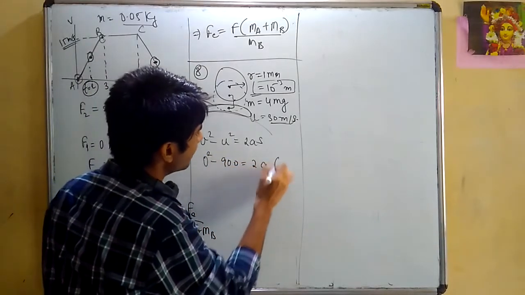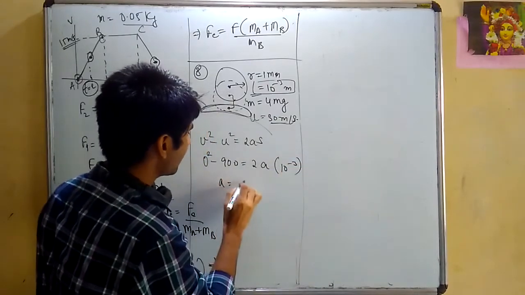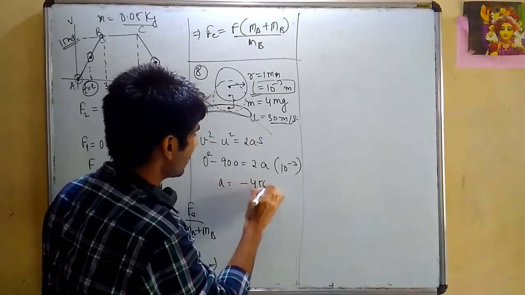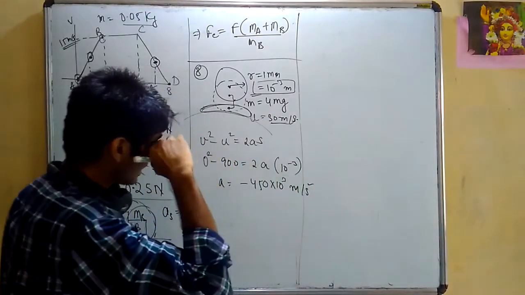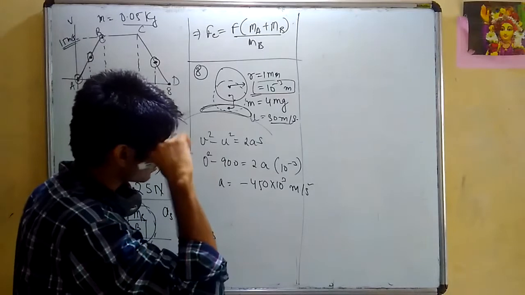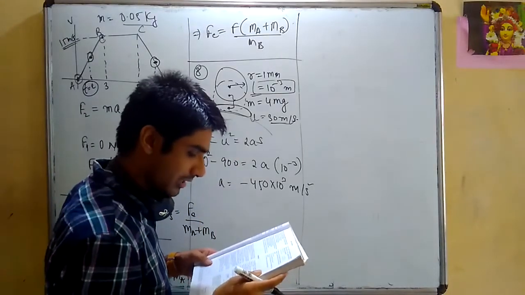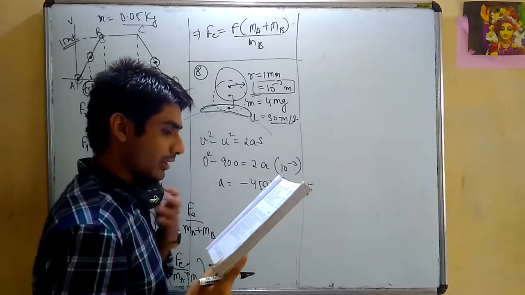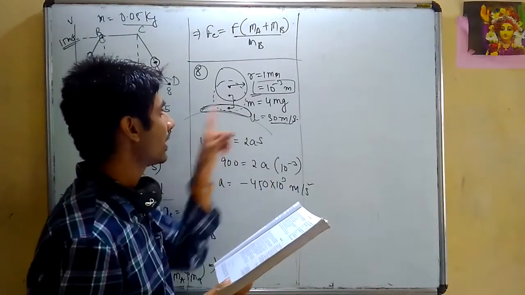That is 2 into acceleration, and s is how much? 10 to power minus 3 meters. So I have the acceleration as minus 450 into 10 to the power 3 meter per second square. This is the acceleration, and I had to find the average force which the drop will exert on the head. If you see the question carefully, you are supposed to find what? Estimate the force exerted by each drop on the head.